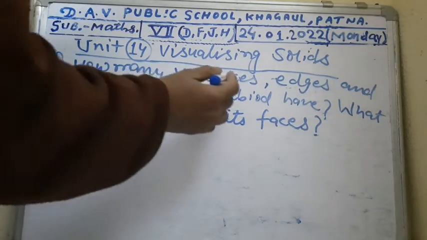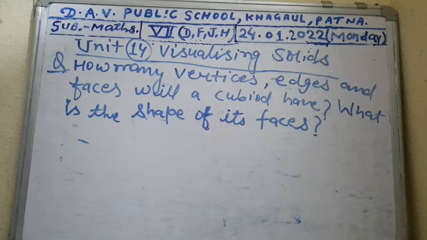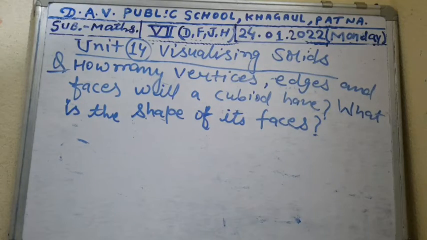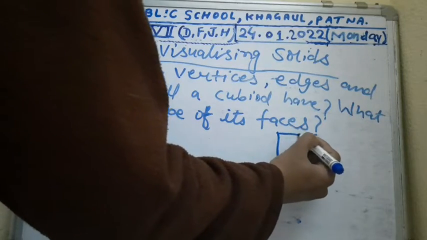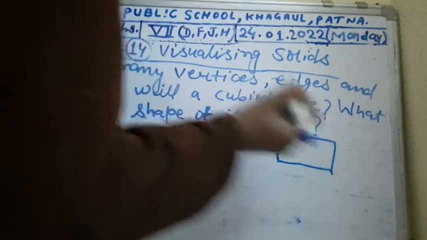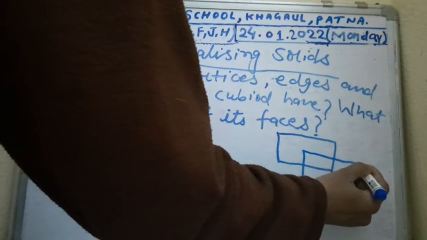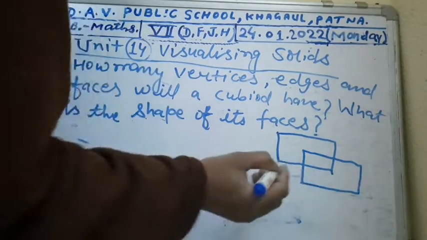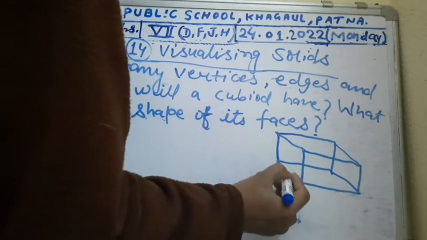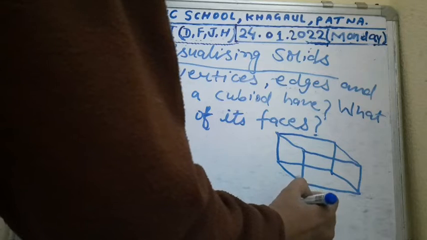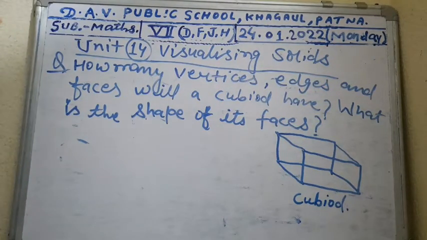Now presently the question is how many vertices, edges and faces will a cuboid have, and what is the shape of its faces? To solve this question, first we should draw a cuboid. क्यूबॉइड का डायग्राम बनाने के लिए पहले हम एक रेक्टेंगल बनाते हैं और बिटवीन रेक्टेंगल अगेन ड्रॉ अदर रेक्टेंगल. We join as it is. This is the figure of a cuboid.